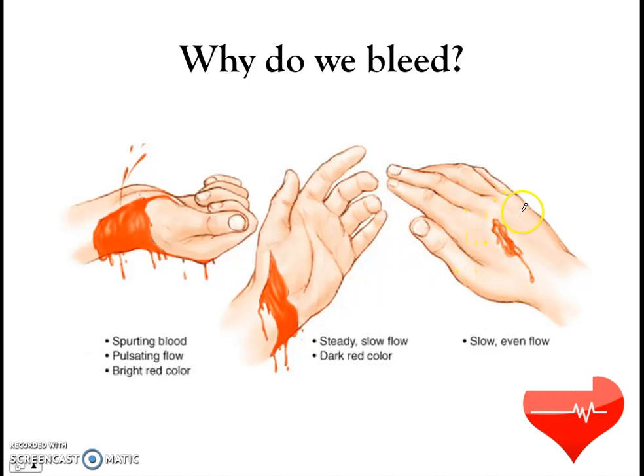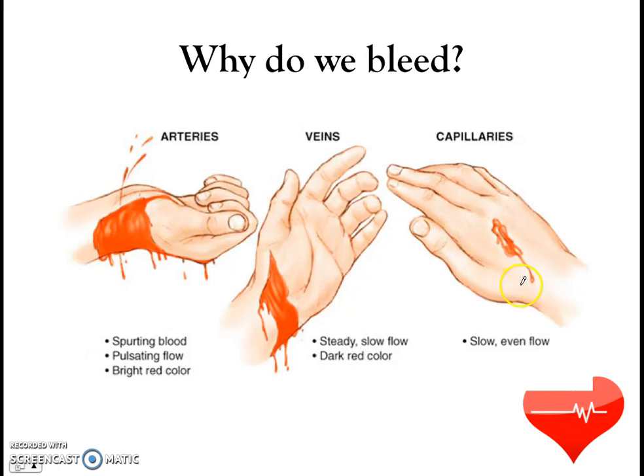But why are there 3 types of bleeding? And why do we even bleed in the first place? Well, the simple answer is we bleed when our blood vessels are damaged. And it turns out, hopefully you remember, that there are 3 main types of blood vessels. And the 3 types are the arteries, the veins, and capillaries. And depending on which type is damaged, you'll get different patterns of bleeding.